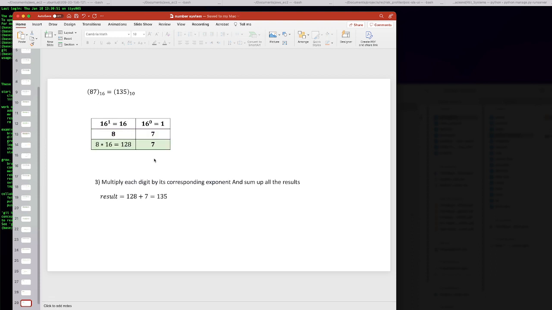And then at the last step, we multiply each digit by its corresponding value and sum all the results. So 7 times 1 is 7, 8 times 16 is 128. So the result is 128 plus 7, which is 135. So we found that the equivalent of 87 in the hexadecimal system, in the decimal system, is 135.